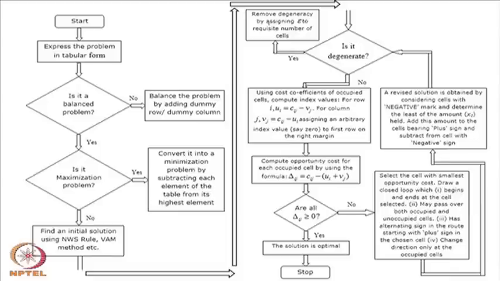Compute the opportunity cost for each occupied cell by using the formula delta ij equals Cij minus (ui plus Vj). Once I know ui and Vj, I can calculate delta ij equals Cij minus (ui plus Vj), but delta ij will be calculated only for the allocated cells, or the occupied cells. If all delta ij are greater than or equal to 0, the solution is optimal.